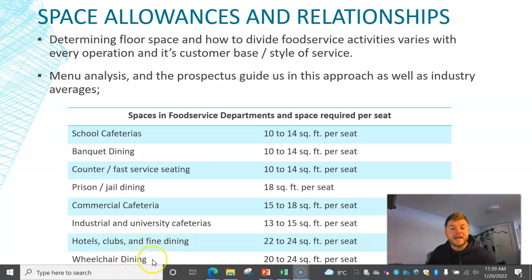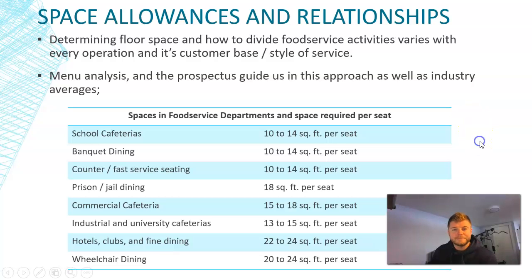And then of course, wheelchair dining, wheelchairs, walkers, whatever you may want to call it, accessibility dining, we give up to 24 square feet per seat. Not every single resident in your workplace may need wheelchair dining spacing, but you have to come up with a percentage that makes sense. If 50% or 70% of all your residents would require some wheelchair dining, that's how you have to think about it when you do your space layout.